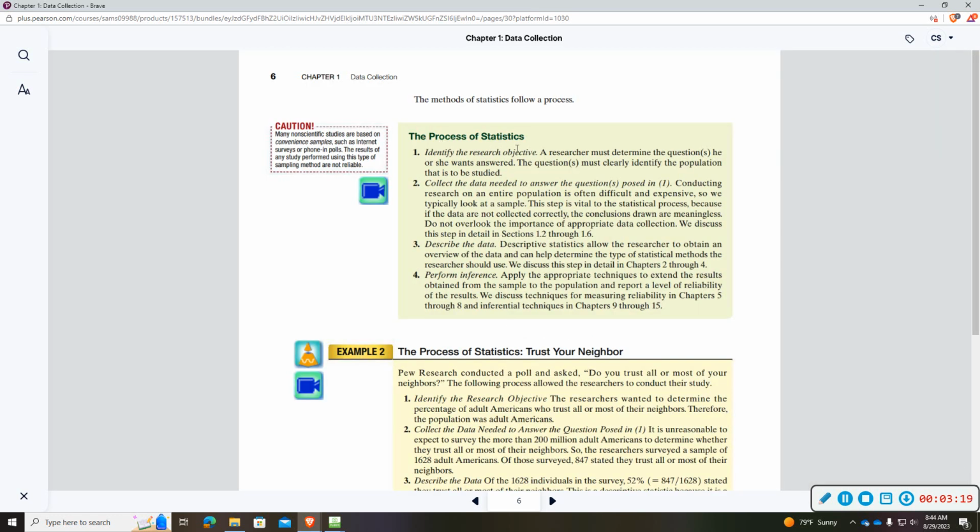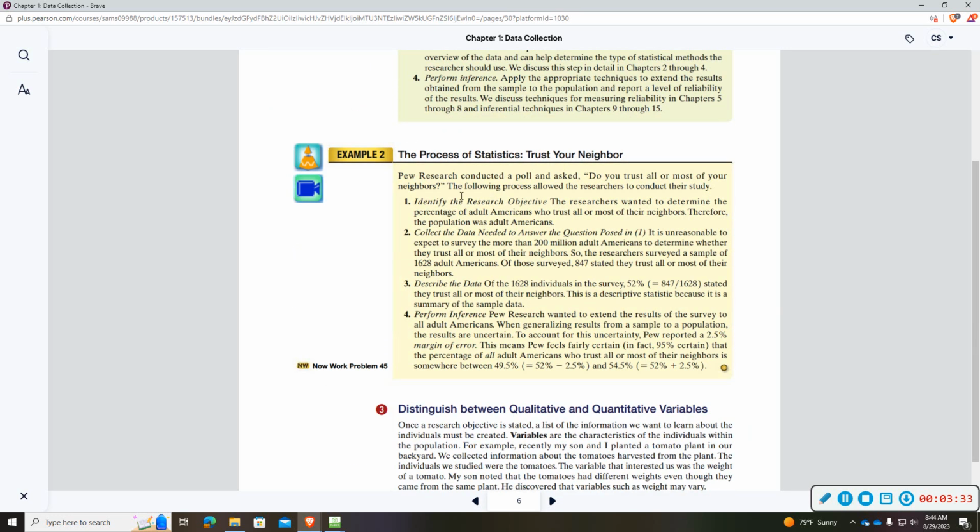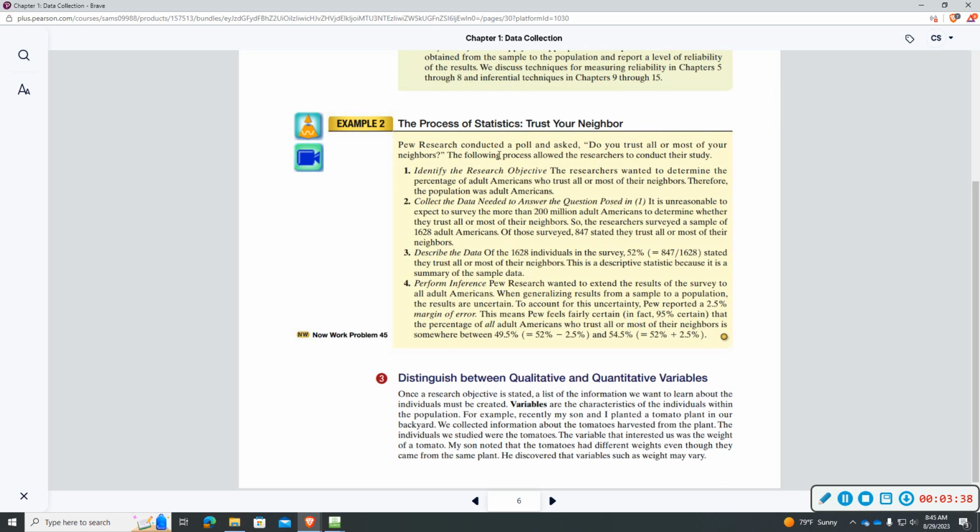So then we got the process of statistics. So you identify what we want to research. We're going to collect the data needed. We're going to describe the data using statistics or parameter, and then we're going to perform an inference, a guess. And then you have some examples. This is kind of going through what you want to do if this was the problem.